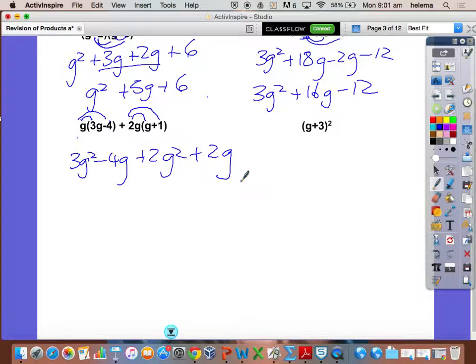I got blank stares. I hope that's good. This, if you get g plus 3 all squared, what do you do? Just put it in two brackets and do the same thing. g plus 3, g plus 3, and then just, yeah?